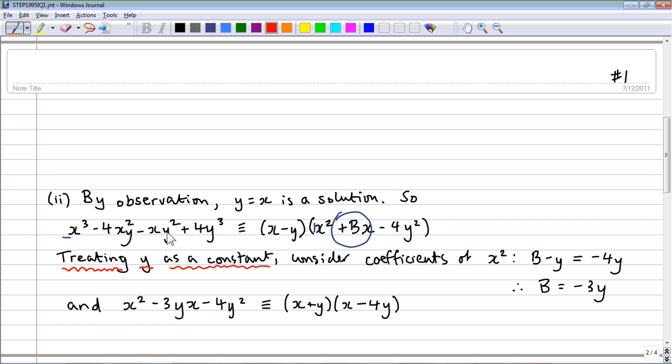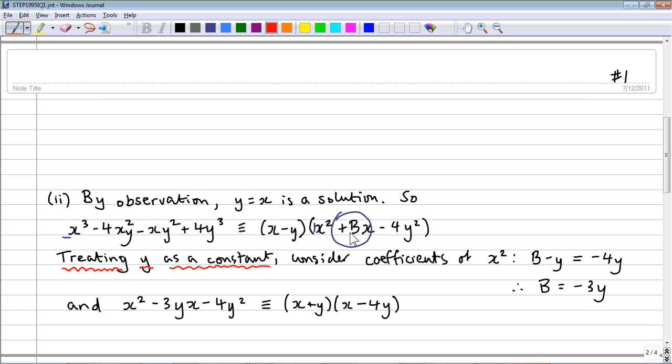So here I just imagine that y is a number. It's no different from writing x cubed minus 4x squared a minus xa squared plus 4a cubed. Students will be less confused by that, even though it's just a different letter, because y is generally considered a variable. But let's treat it as a constant, because for whatever value it takes, we can solve that case for x. And then we'll get the solutions for x in terms of y, which will give us what we need. So we see here we simply have a quadratic factor.